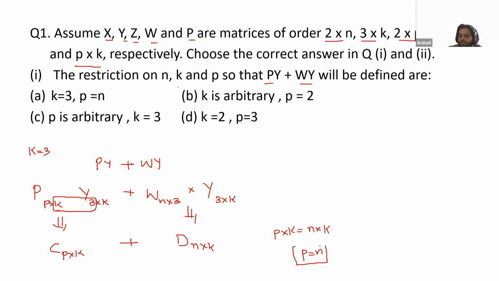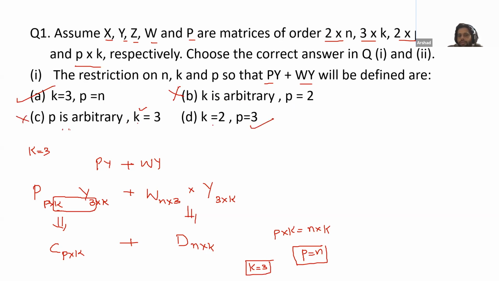So we get all these values here. We get K is equal to 3 and P is equal to N. So we will check the first option. This is correct. Check the second. K can have any value and P is 2. No, this is not correct. P can have any value. K is equal to 3. This is correct, but P can't be an arbitrary value. It should be equal to N.